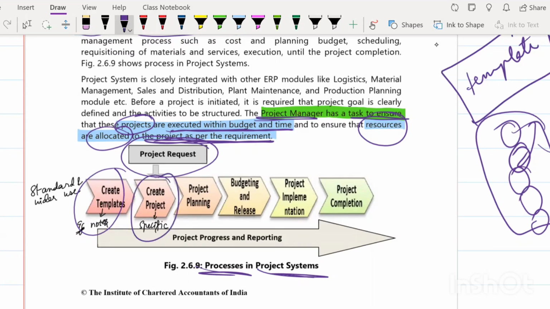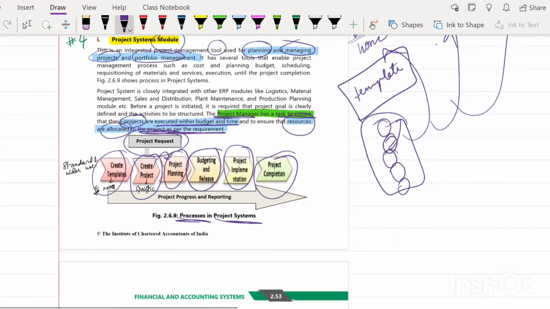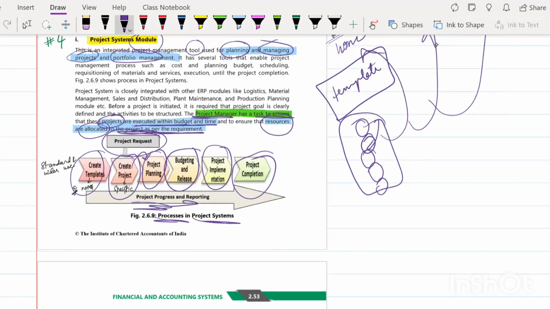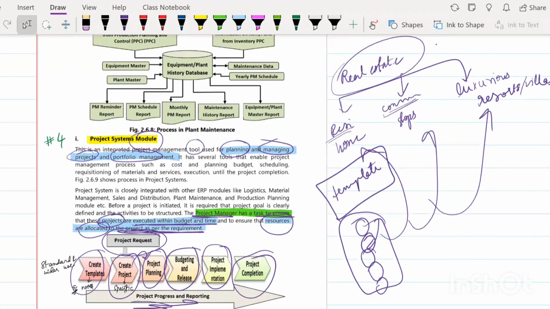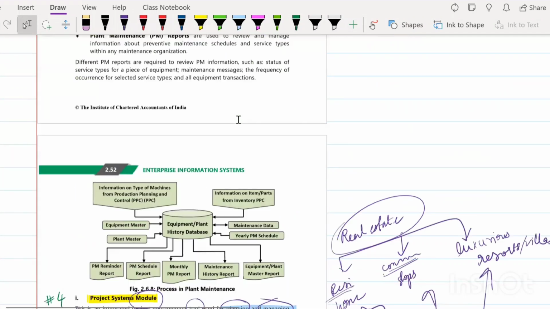Then they will tell you what specifications they have, and according to that, you will create a project. Regarding that project, you will plan that by this time I have to use this many resources and spend this much money. So the project planning will go on, you will do the budgeting and release it. Then finally the project will get implemented, you'll start constructing the building, and finally the project will be completed. So this is the project process and reporting. This is about your project systems module, where you manage all your projects.